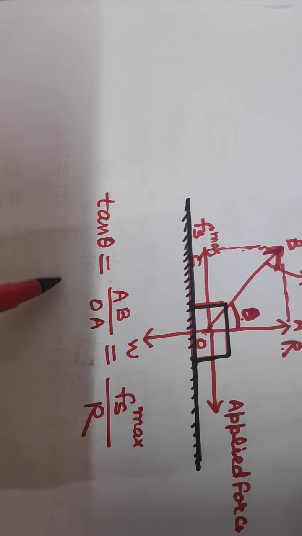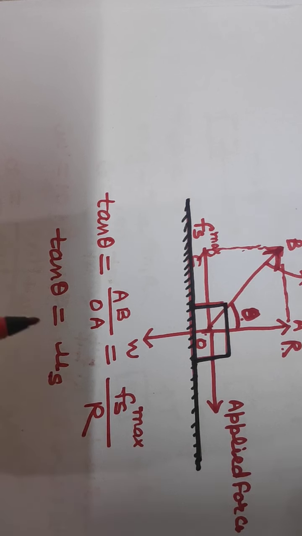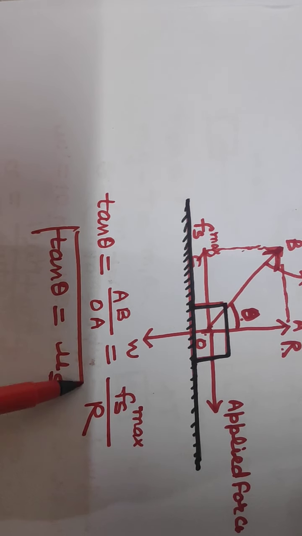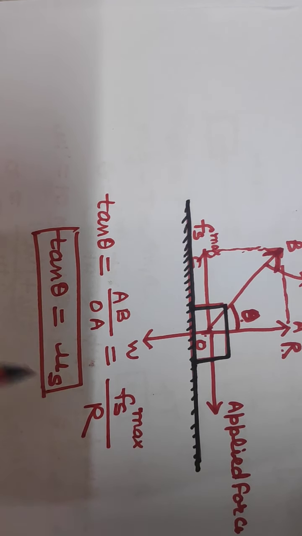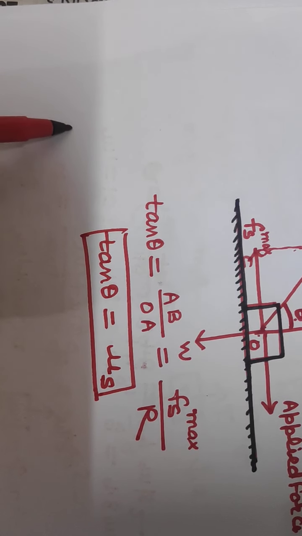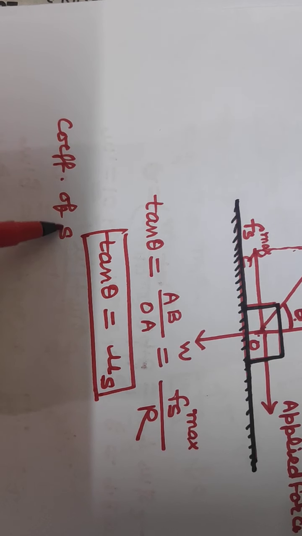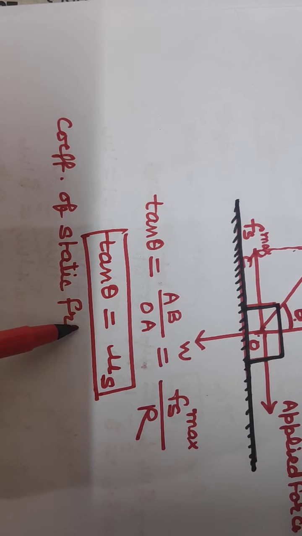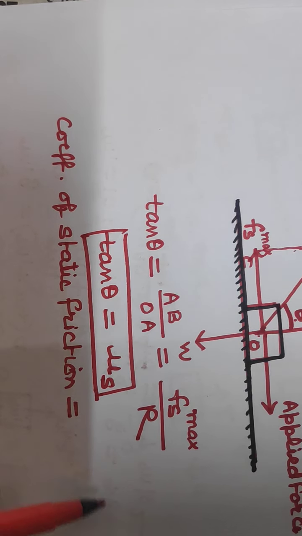Okay, Fs maximum upon R is what? This is mu, the coefficient of static friction. So tan theta equal to mu s. So we can write here, the coefficient of static friction is equal to the tangent of the angle of friction.